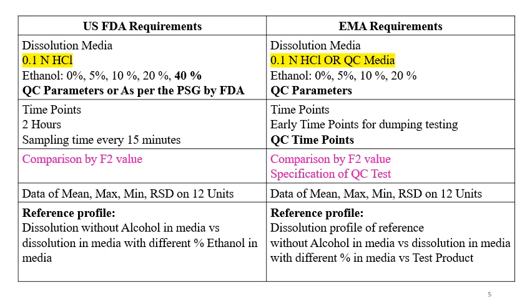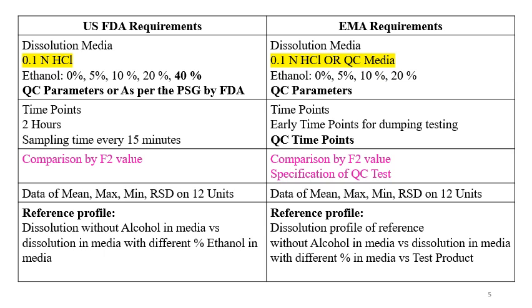In US, QC parameters can be evaluated for dissolution media as per the product specific guideline by the FDA. If your QC media is not 0.1 normal HCl, then you can provide information on other media. Time points are 2 hours, with a sampling time point every 15 minutes for US, while as per EMA, the early time points for dose dumping testing should be done and the QC time point should be provided.